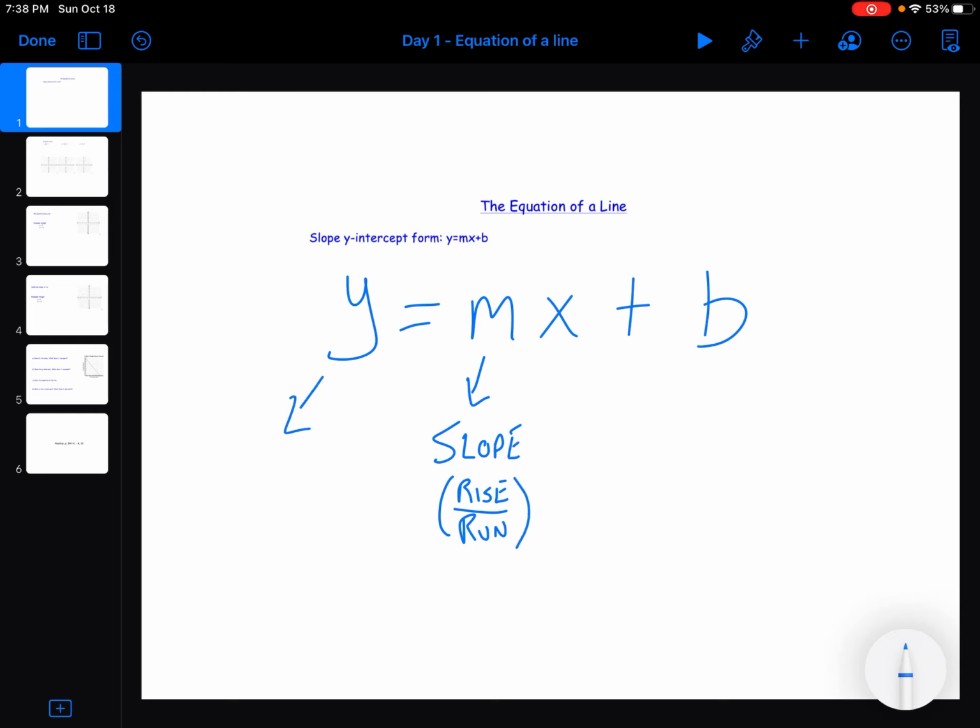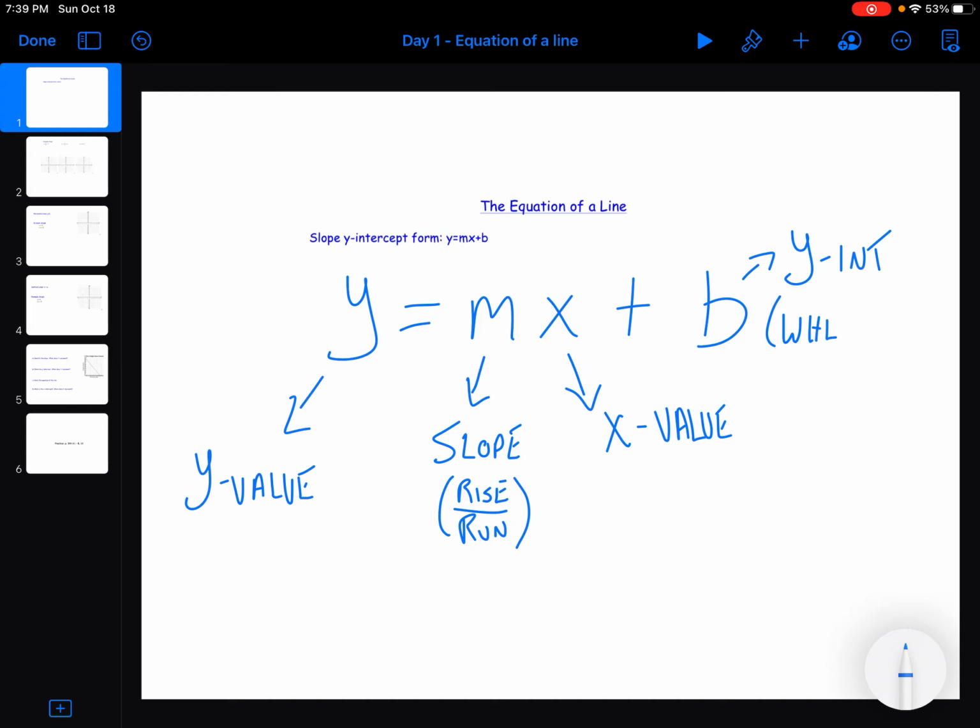The rise is how much it goes up, the run is how much it goes to the right. Now the y is just a y value of some point. So we can find a point on that line. The x is the x value of that point. Now most of the time we don't know what those are, so we just leave y and x as variables. But the b value, that's the intercept. That's the y-intercept. So this is where the line crosses the y-axis. Where it crosses the y-axis.